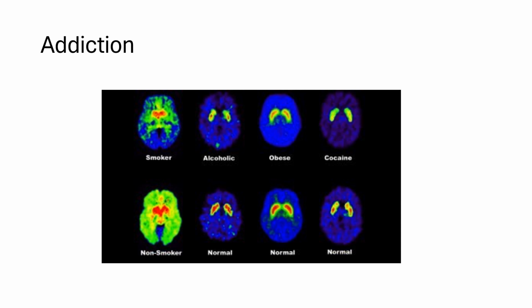PET scans have also been used to evaluate the effects of addiction. These are patients that received F-DOPA studies to look at the dopamine transporters and the receptors of the dopamine transporters. So in the top row, you see smoker versus non-smoker on the left. In the middle one here, you see somebody who is alcoholic, somebody who is obese, and then somebody who has an extensive history of cocaine abuse.